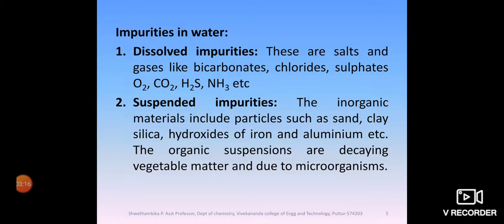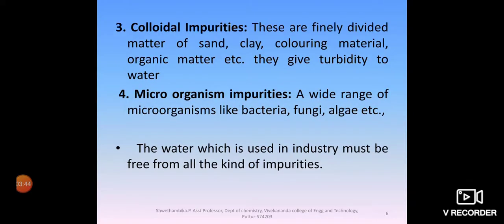The second category is the suspended impurities. They include particles like sand or silica, and sometimes the hydroxides of metals. Here specifically we have mentioned hydroxides of iron and aluminium, the commonly used hydroxides. Also we may have some organic suspensions, that is, decaying vegetable matter, or matter formed due to microorganisms. The third possible impurity is the colloidal kind, where they are present in a finely divided state. They may be sand particles, clay or any coloring material.